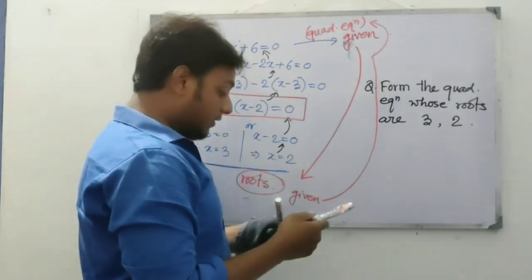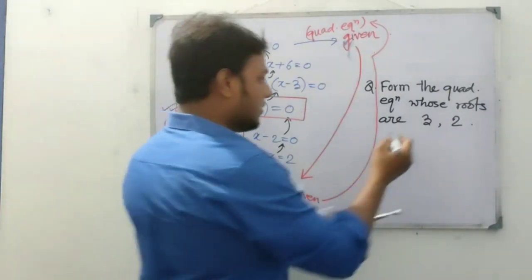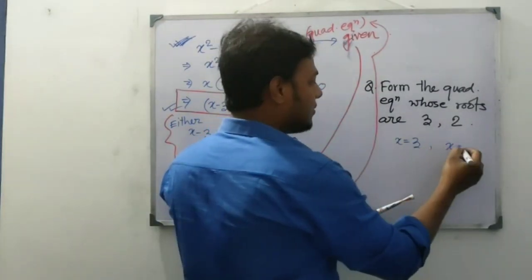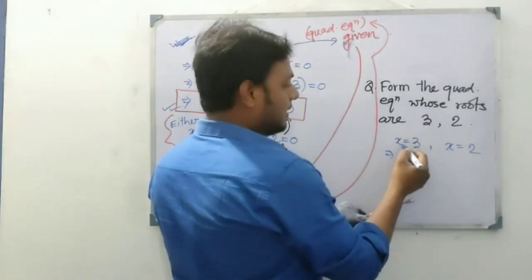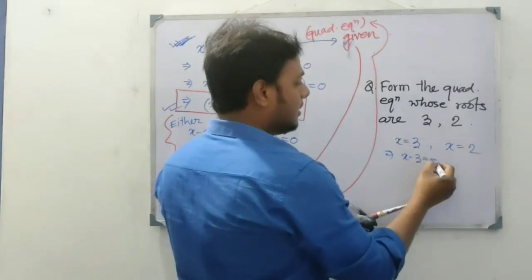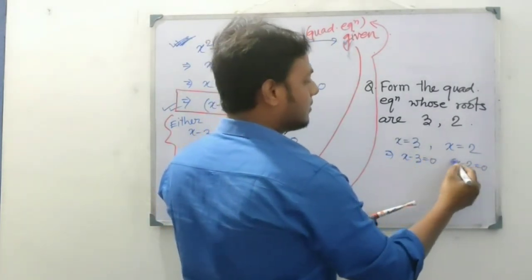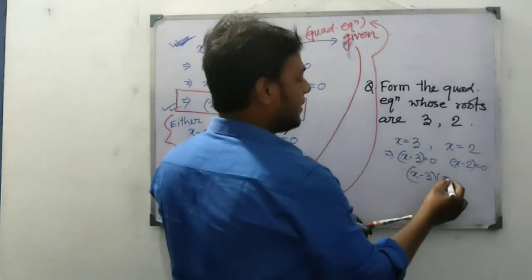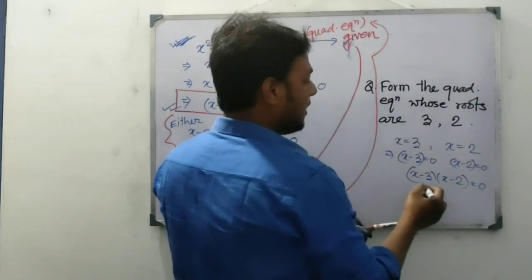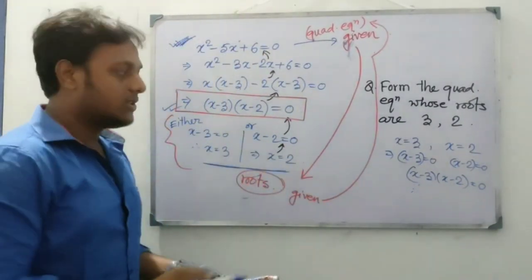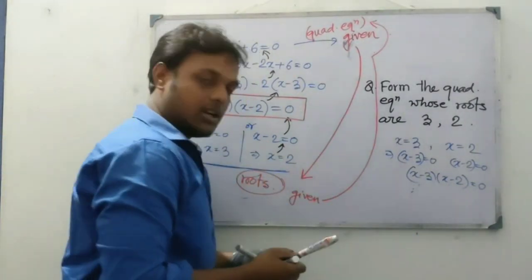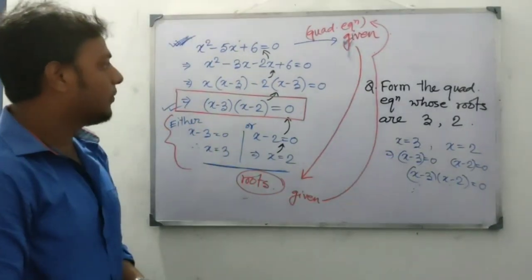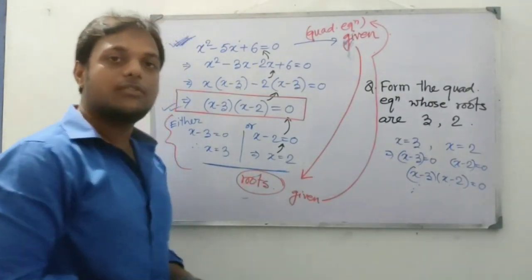Okay, how did you get it? Roots are 3 and 2 means x equals 3 and x equals 2. So if you consider this side, then x minus 3 equals 0 and x minus 2 equals 0. So the previous one will be (x minus 3) into (x minus 2) equals 0. Just distribute it. Understood or not? Okay. So we are able to form the quadratic equation if roots are given.